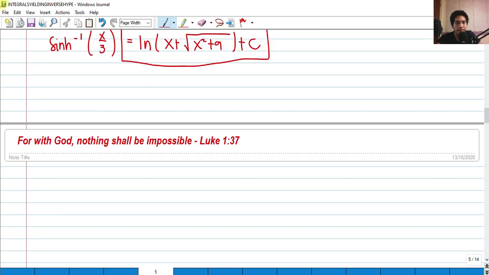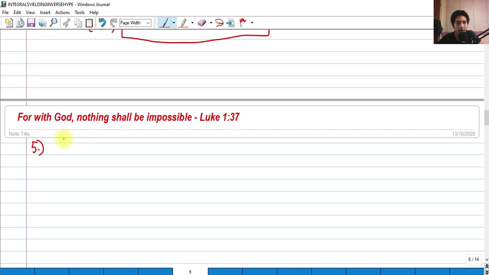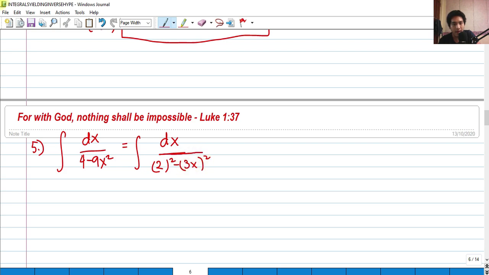Okay, for number 5, we have to calculate the integral of dx all over 4 minus 9x squared. So the very first step we're going to do here is to rewrite this as dx all over 2 squared minus 3x squared. So that would be our simplification of that before we integrate.